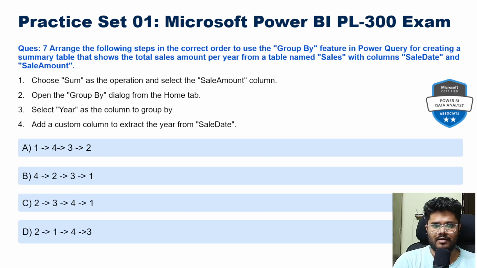So the steps are: number one, choose sum as the operation and select the sales amount column. Second step, open the group by dialog from the home tab. Third step, select year as the column to group by. Fourth step, add a custom column to extract the year from sales date. So you have four options. You have to select the correct order for these steps. I'm going to pause the video here for 10 seconds and you can select your answer.